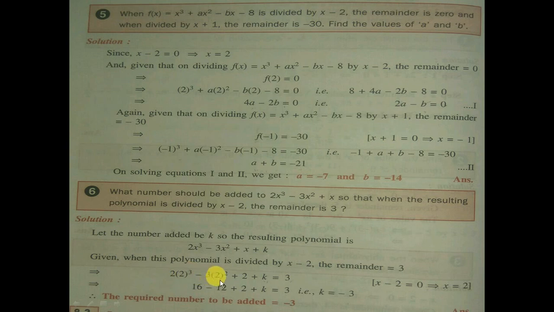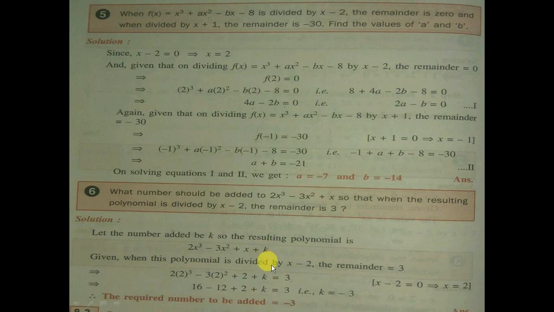2 cube minus 3 into 2 square plus 2 as x is 2 plus k. k is not known to us, that's what we want to know, is equal to 3. 2 cube is 8, 8 twos are 16. 2 square is 4, 4 threes are 12. 2 plus k is equal to 3. 16 plus 2 is 18, minus 12 plus 18 is 6. 6 comes to this side as minus 6. Minus 6 plus 3 is minus 3. So the value that should be added: we must add minus 3 to it.